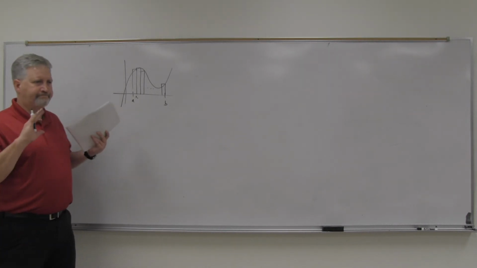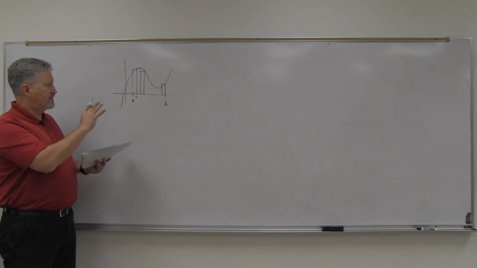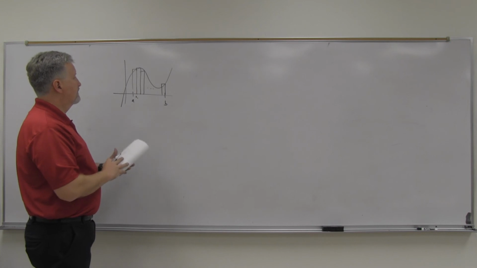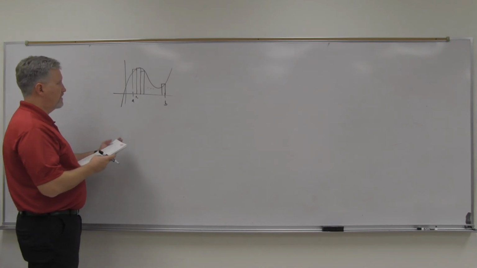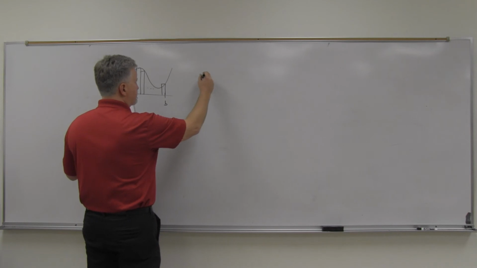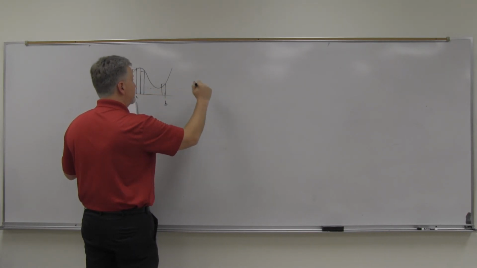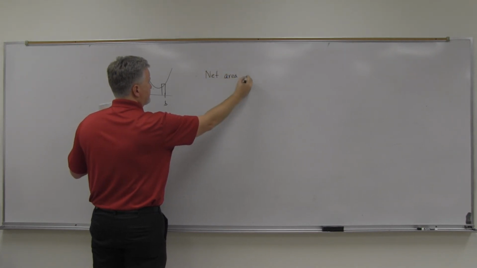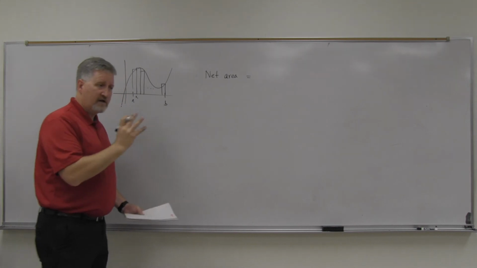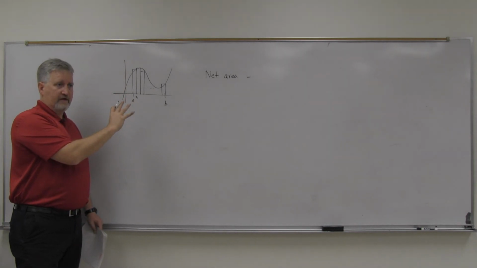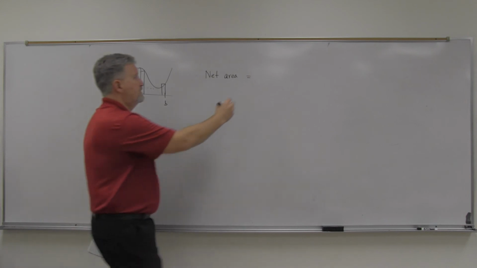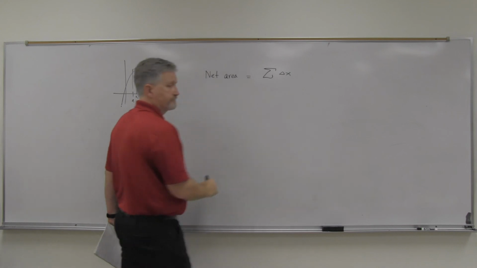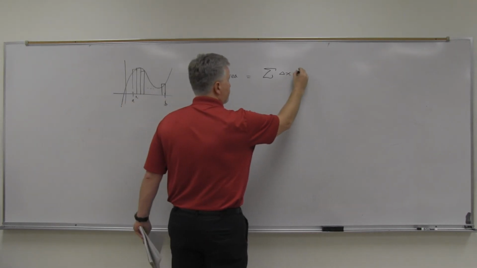Okay, so we're calling this net area under the curve. I drew it with all positives here, but it could have some negative area rectangles, if you will. And so this net area under the curve is approximately, we call it a Riemann sum also, the sum of all the delta x's times f of x sub i.